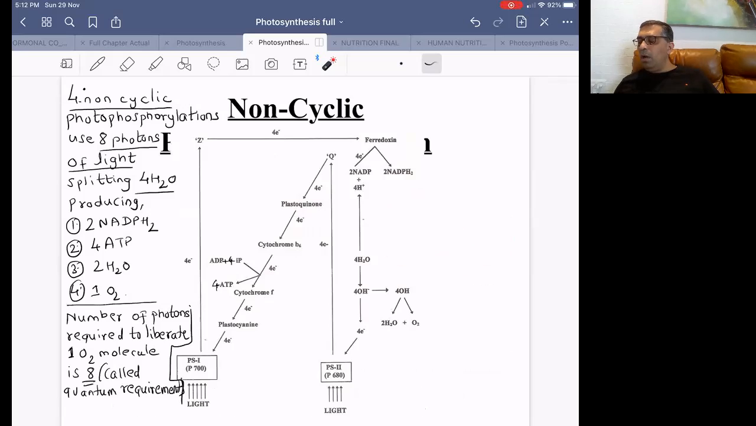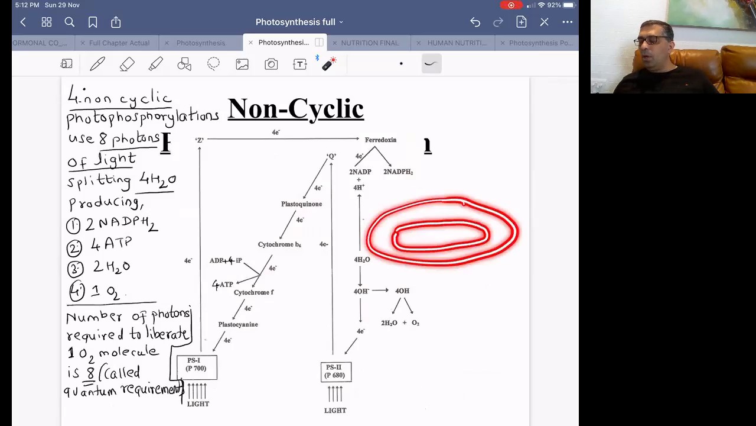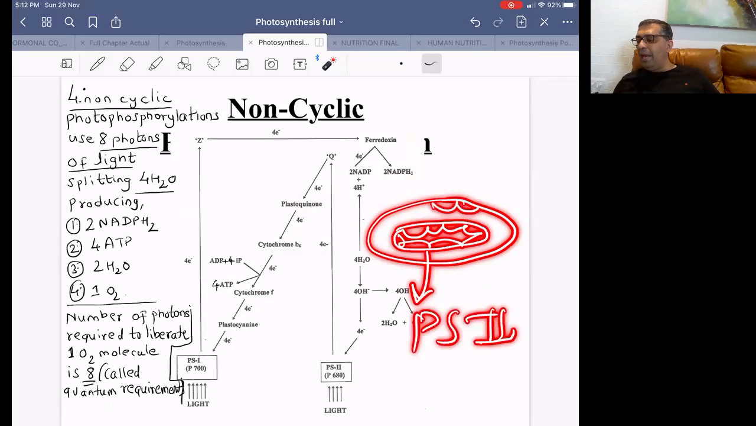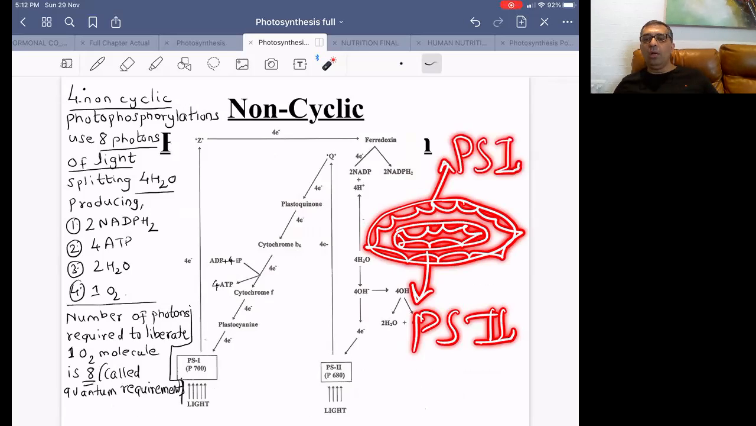But if you remember, in the thylakoid, we have two membranes. On the inner membrane is found photosystem 2. And on the outer membrane is found photosystem 1. So, PS1 and PS2 both are involved.